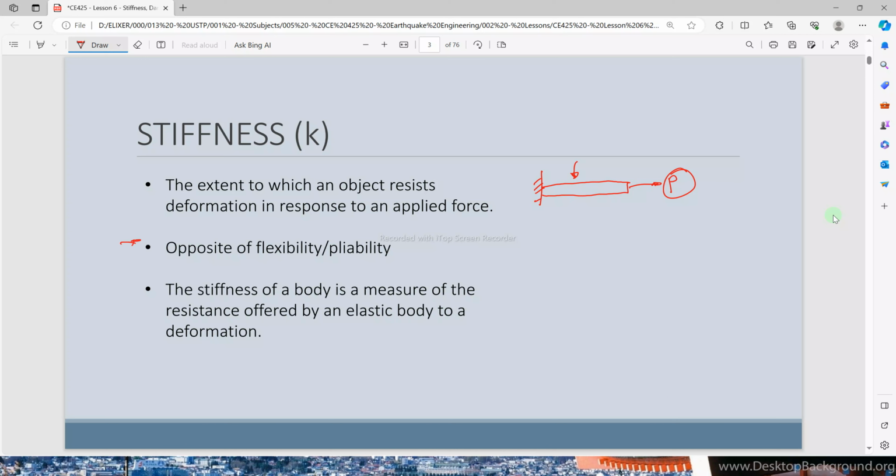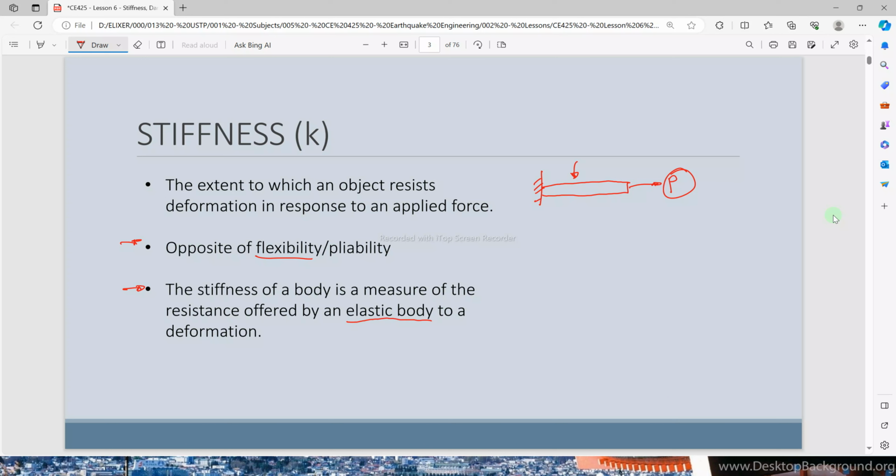Stiffness is the opposite of flexibility or pliability. With flexibility, the object yields to the applied forces. With stiffness, the object resists these forces. Next, the third definition: the stiffness of a body is a measure of the resistance offered by an elastic body to a deformation. So there is this term, elastic body.